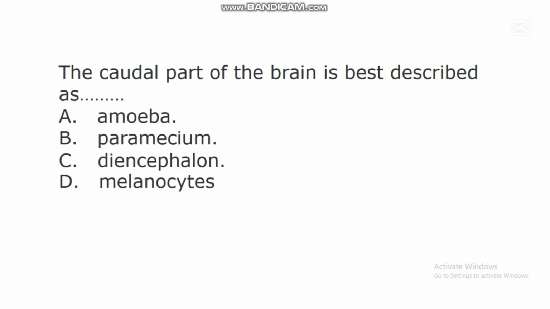The next question says, the caudal part of the brain is best described as dash. A. Amoeba. B. Paramecium. C. Diencephalon. D. Melanocytes. In this question, the correct answer is C. Diencephalon. Diencephalon is the caudal part of the brain of a human.